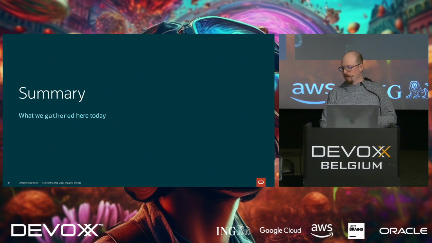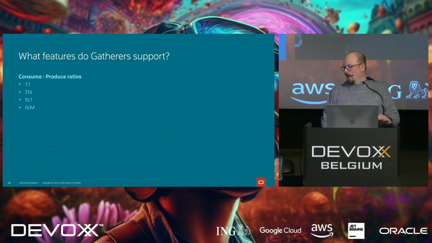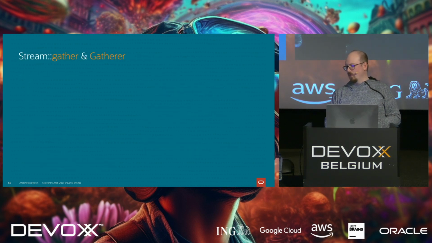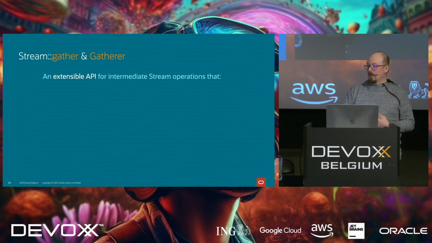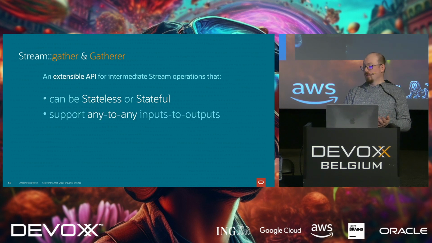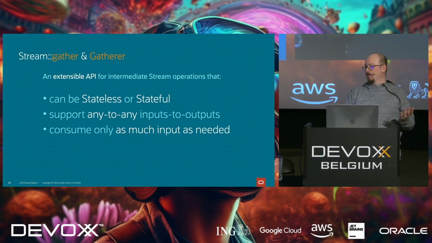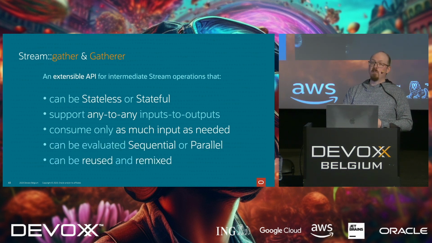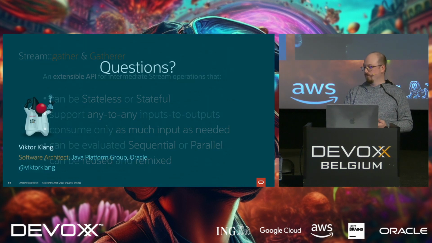So to summarize this, what have we gathered here? I'm terrible at puns. I apologize profusely. Gatherers support everything that we wanted. And to summarize, Gatherer is an extensible API for intermediate stream operations, representing stateless or stateful operations, supports any-to-any, consumes as much input as needed, can be evaluated sequentially or in parallel, and can be reused and remixed. Thank you.